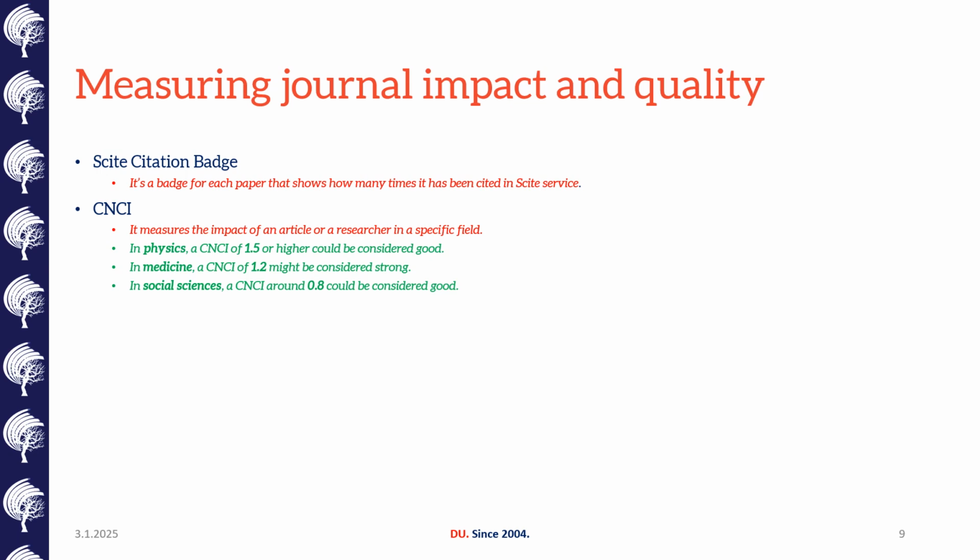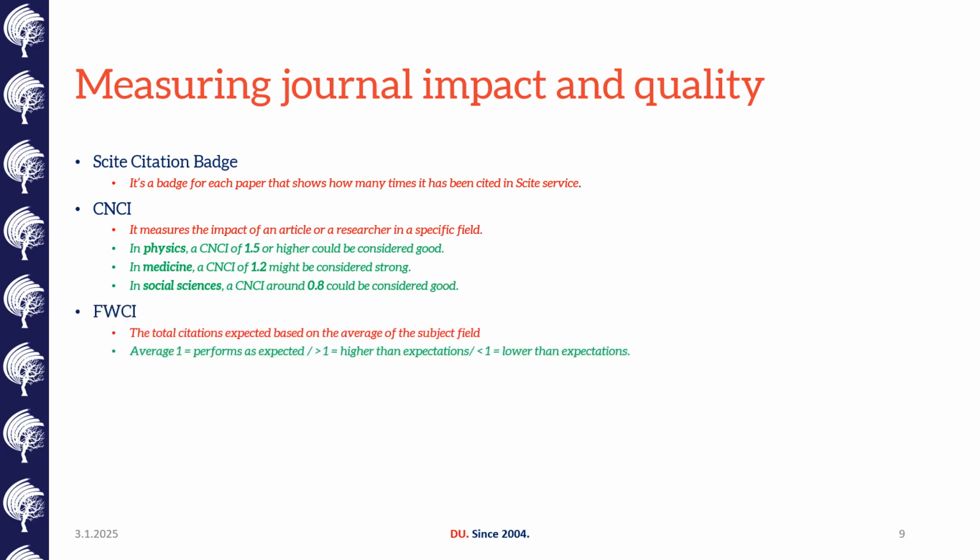The FWCI, or Field Weighted Citation Impact, according to Scopus, is the ratio of the number of actual citations received to the expected average for the field. This can be interpreted as follows. 1.0 indicates average performance. Greater than 1.0 means the output is more cited than expected. For example, 1.48 represents 48% more citations. Less than 1.0 shows fewer citations than expected.